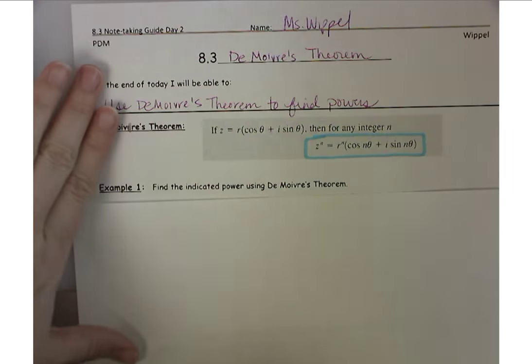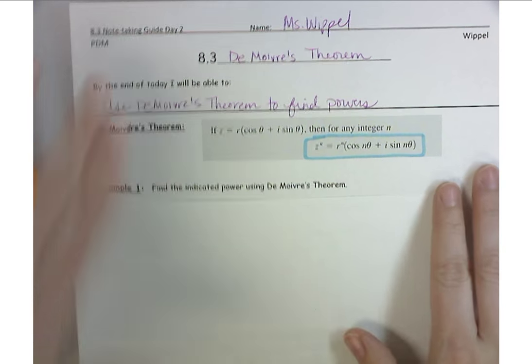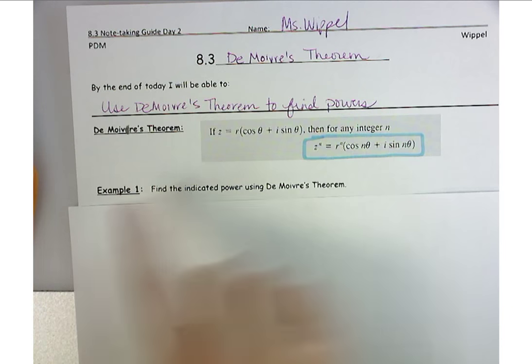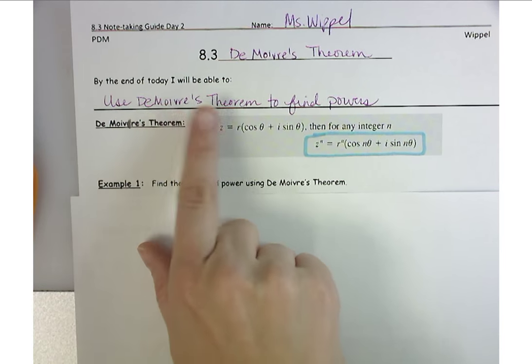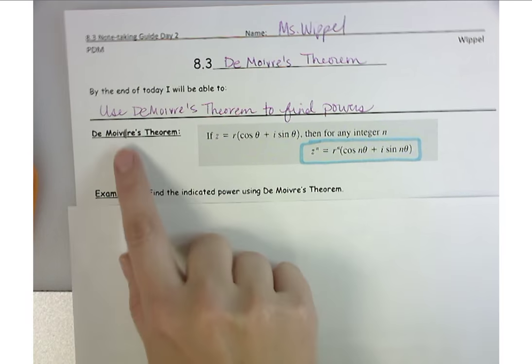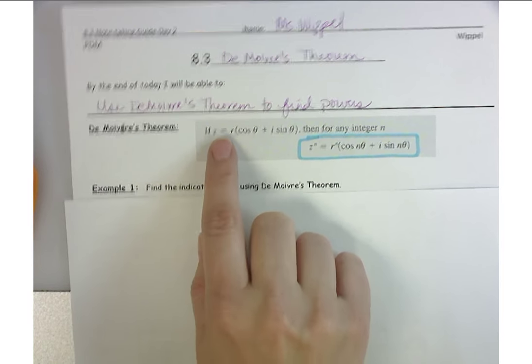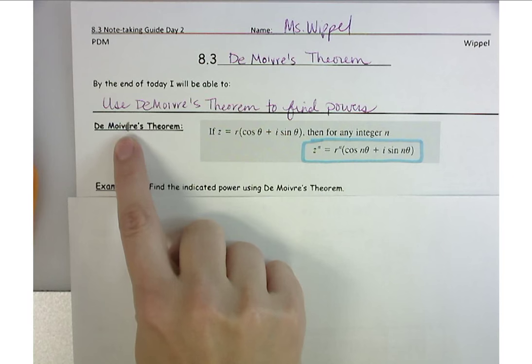Splitting this up into 3 days. Remember I said because some of the problems can get kind of long. So today we're going to learn about De Moivre's theorem. So we can use this to find powers. And I did add an extra E in there, so we're just going to cross that off. Okay, right here. I crossed it off here too.